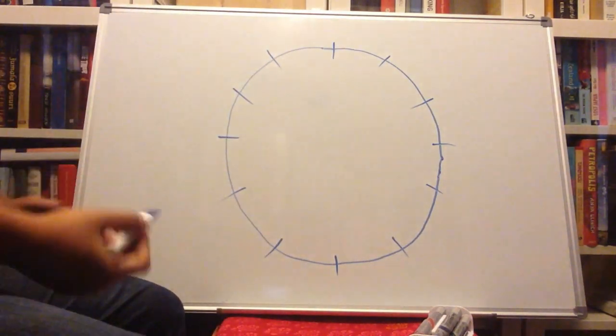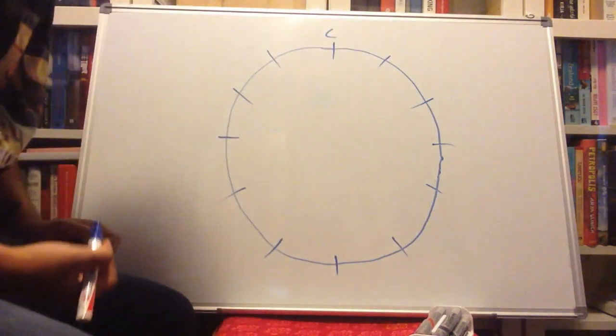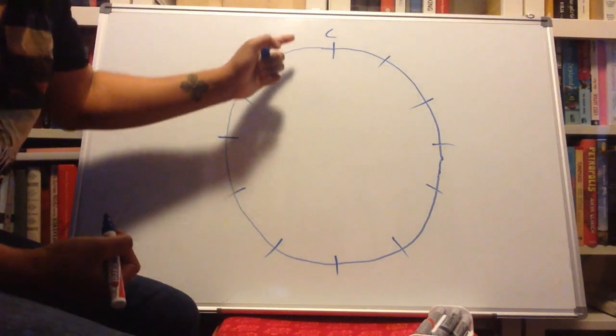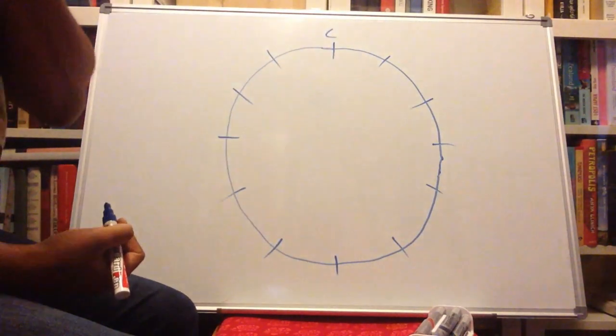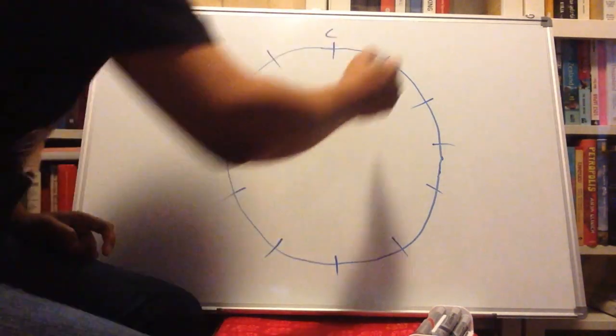So let's start with the C. Let's put our C here first, at 12 o'clock. Our C is there. Because this is a circle of fifths, it's built on the fifth, right? So what is the fifth of C? The fifth of C would be G.